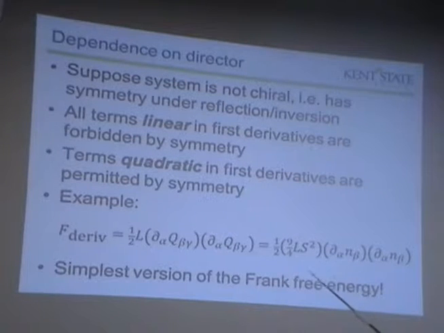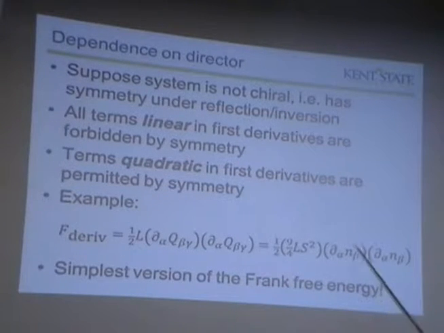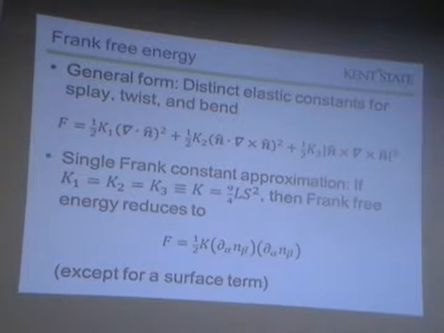And if we put in the relationship between the full tensor and the director field, then this reduces to this expression in terms of derivatives of the director field. So this now is the simplest version of the Frank free energy. This is seeing how the Frank free energy comes out of this free energy in terms of the full tensor order parameter. Now, some of you might be thinking, what am I talking about? Because the Frank free energy doesn't look like that. The Frank free energy looks like this.